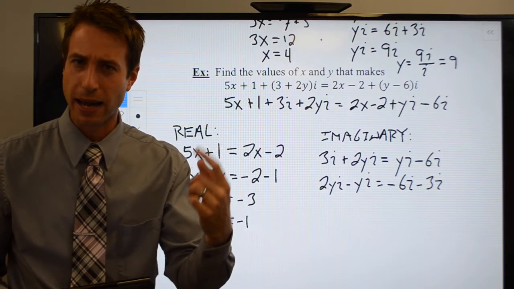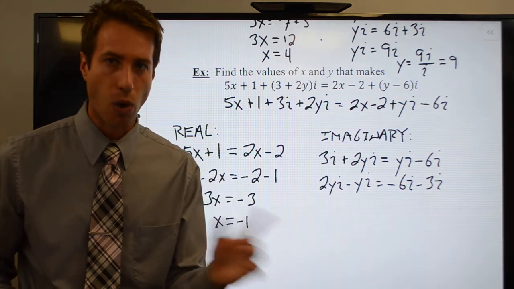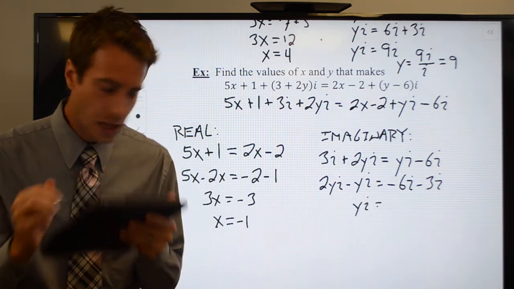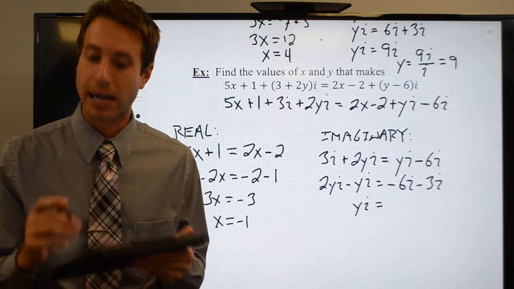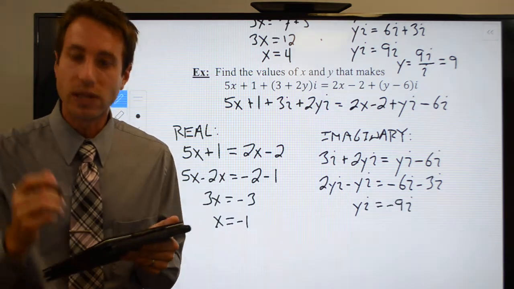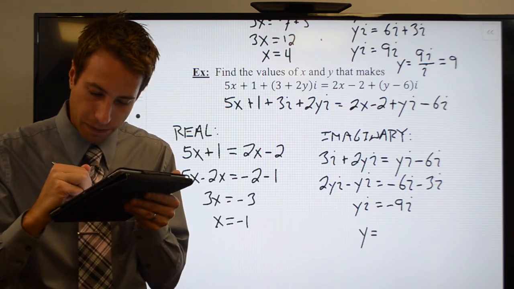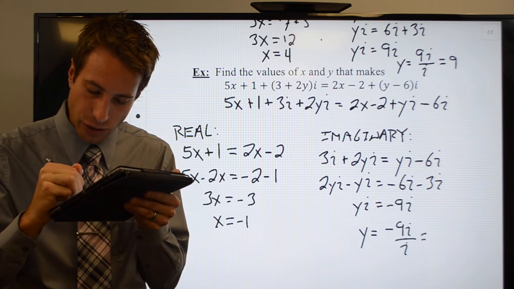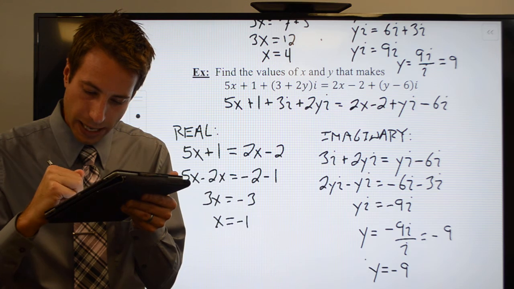2yi minus 1, right? There's an implied 1 in front of that i. Well, that just leaves me with yi. And a negative 6i minus 3i should be minus 9i. Once again, I got to divide both sides by i to get that y by itself. Those i's will cancel each other out, and I get y is equal to a minus 9.